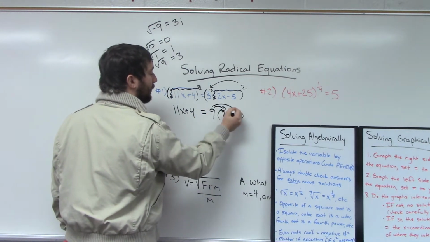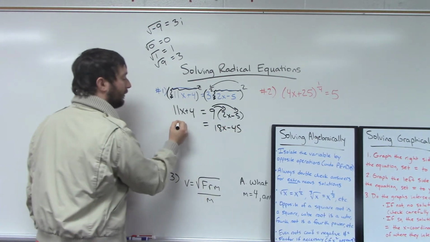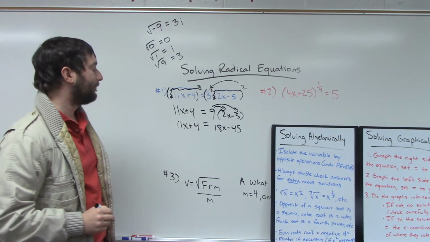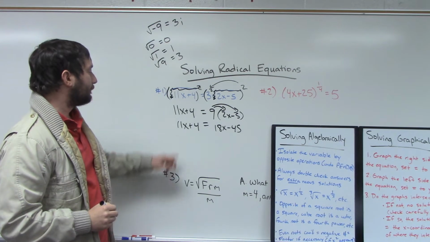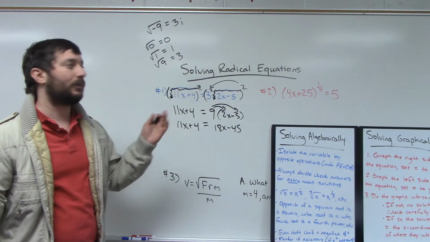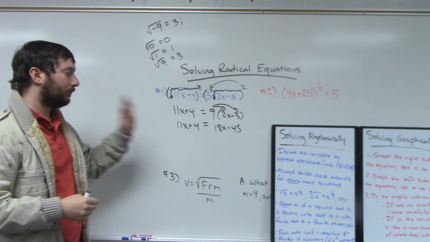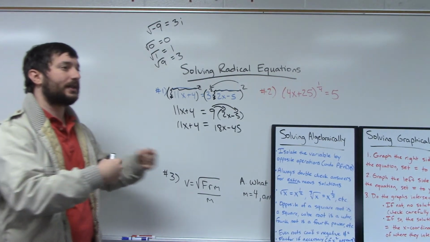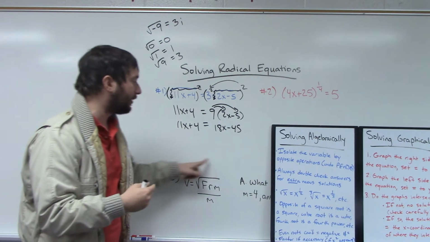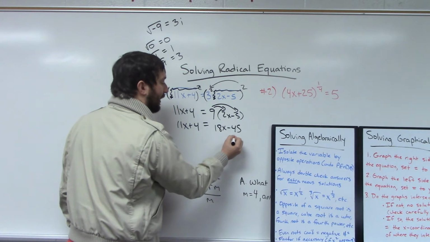Multiply here or distribute. We end up with 18x minus 45 on one side, 11x plus 4 on the other. If we move variables to one side and numbers to the other, so let's say I wanted to move numbers over to the left, it doesn't matter which way you move your numbers or your variables as long as they end up on opposite sides. So I have a variable, I'm going to move to the right, and I have a number, I'm going to move to the left. I'm going to add 45.